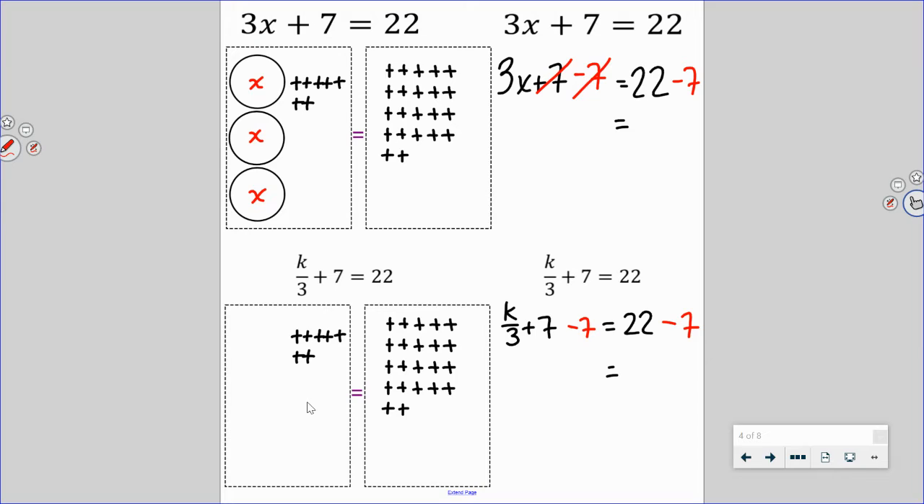The question is why? Well, think about this. If we want to know what each of these envelopes is by themselves, speaking of by themselves, let's get rid of that 7. So we're going to take away 7, and of course, we must be fair to both sides. So we're going to get rid of 7 over here. That, ladies and gents, is why we are left with 3 envelopes of money and $15.